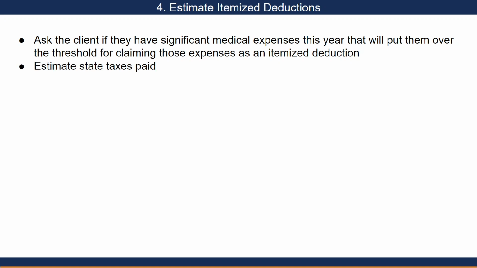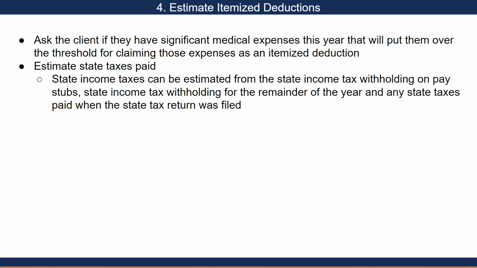Estimate the state taxes paid is another part of it. And you can do that by looking at the state income taxes that are being withheld on their pay stubs. And then you can also take your state income tax withholding for the remainder of the year, so the amount that you project out. So you've got the year-to-date withholding, your projected withholding, and then any state taxes that were paid when the state return was filed would all be deductible state taxes.